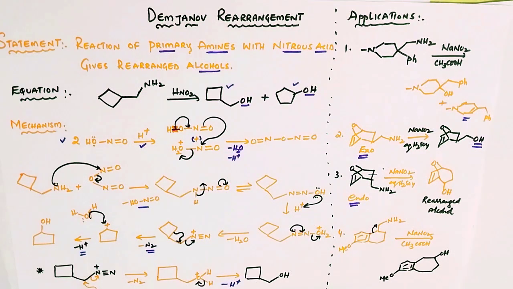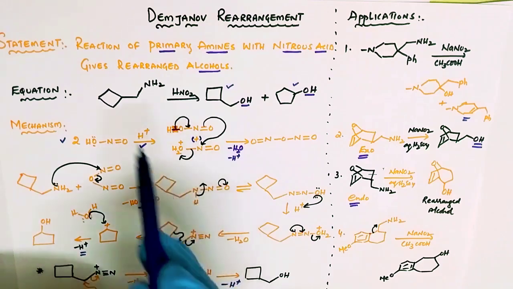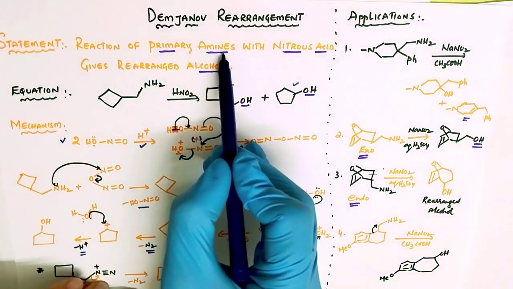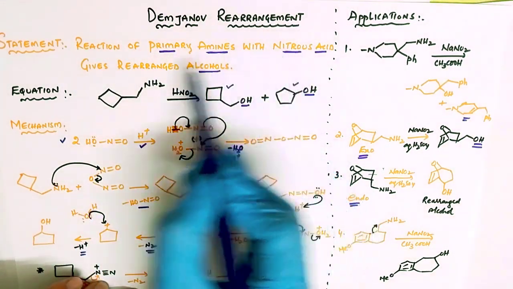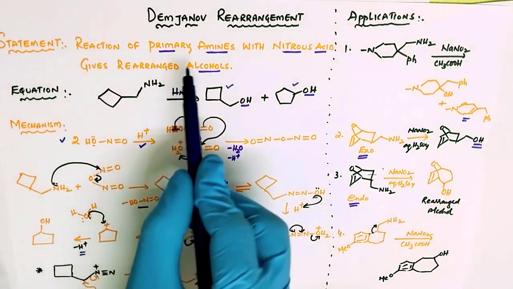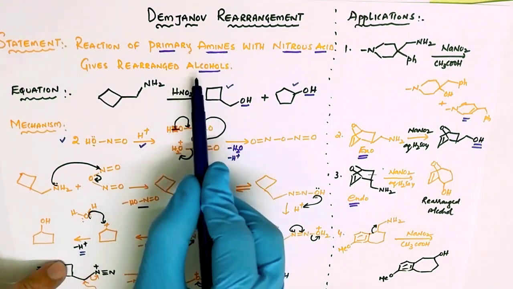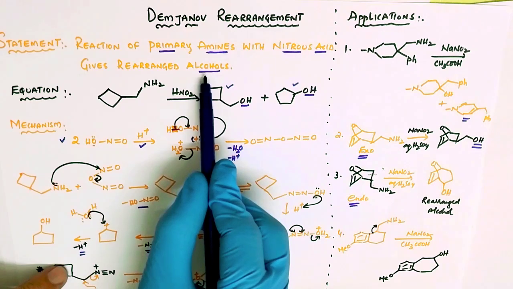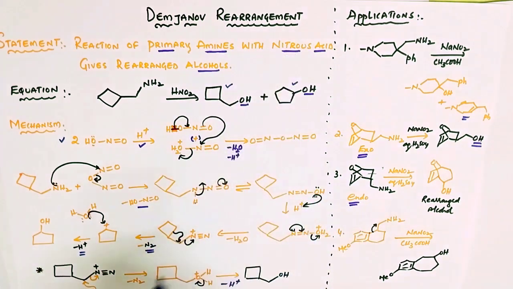Let's discuss the next name reaction, that is Demjanov rearrangement. So this reaction is also an example of rearrangement reaction. Let's see the statement. The reaction of primary amines with nitrous acid gives rearranged alcohols. So here the reactants are primary amines, the products are alcohols. The reagent is nitrous acid.